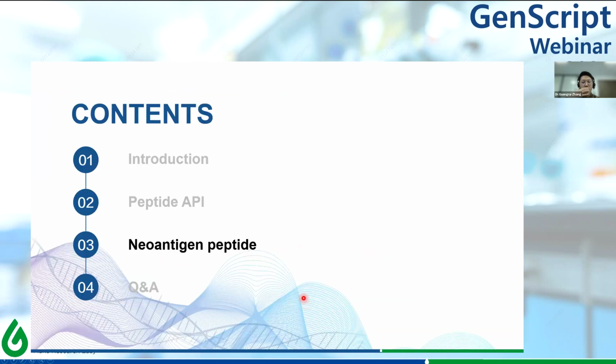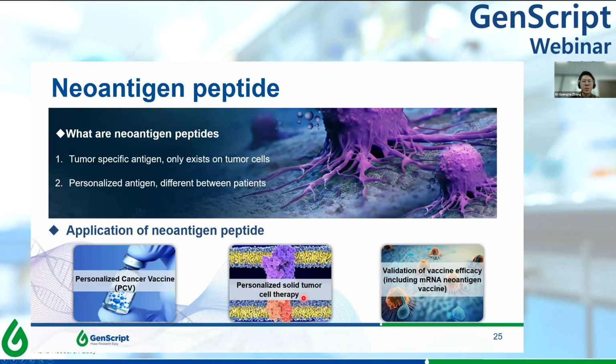Next, we go to the neoantigen peptide. So, first, what is the neoantigen peptide? The neoantigen peptide is a tumor-specific antigen that only exists on tumor cells, and it is personalized and different between patients. And for the neoantigen peptide, the first application is the PCV, personalized cancer vaccine.